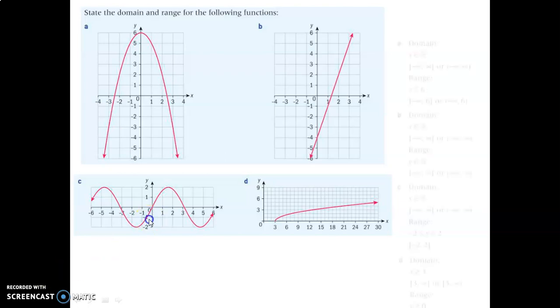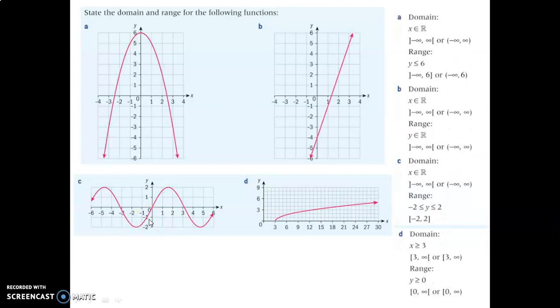And here is all the answers for those. So check carefully. I think most of those are pretty straightforward based on what we've talked about. Yeah, just take a close look.